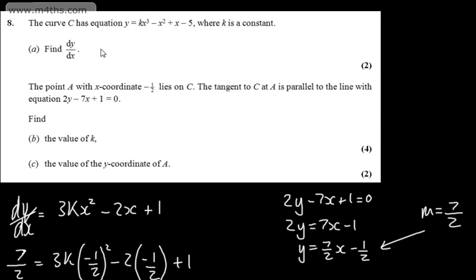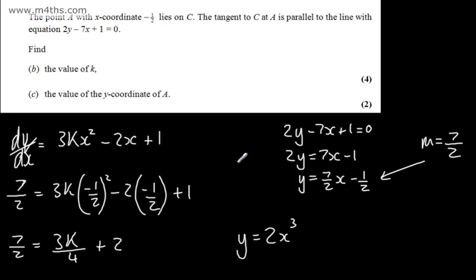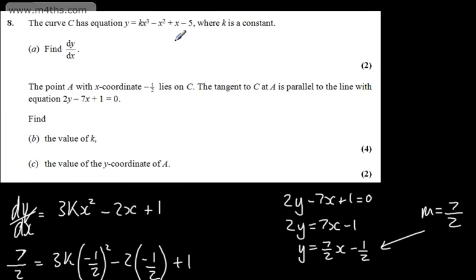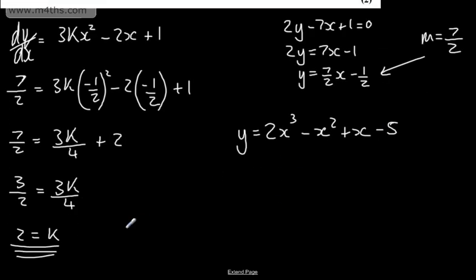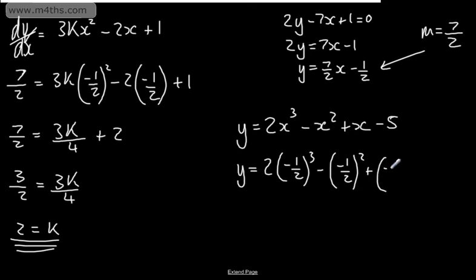Let's now go ahead and substitute this in, and this will allow us to solve for the y-coordinate. So we've got y is equal to kx cubed, which becomes 2x cubed. We have on here now minus x squared, then plus x, and then minus 5. So that's the original equation here, and I've just simply substituted in k is equal to 2. So let's evaluate the y-coordinate when the x-coordinate is negative 1/2. So we'll have 2 lots of negative 1/2, which we need to cube, minus the negative 1/2, which we need to square, plus now the negative 1/2, and then we're going to subtract 5.